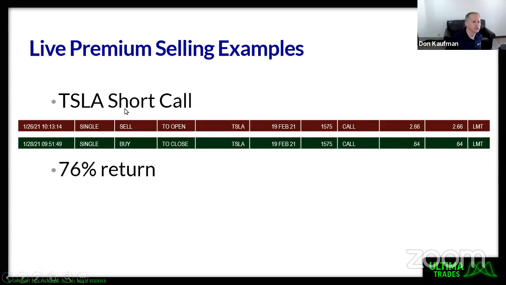Okay, this is actually another Tesla short call. By the way, timeout, that's the Holy Grail trade. It's the Holy Grail trade because I actually sold the 1575s. The stock was only trading at about 800-900 at the time. The stock would have had to double for me to lose money on there. It would have had to be a $1.5 trillion market cap on Tesla for me to lose money. This one I sold for 266, bought it back for 64 cents.